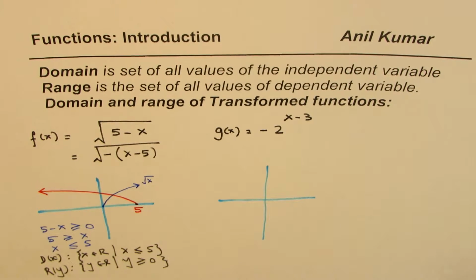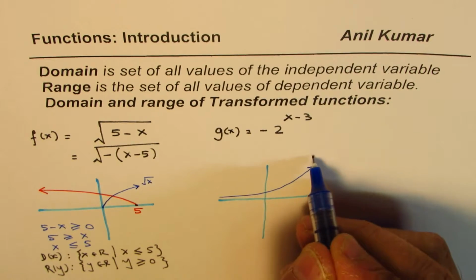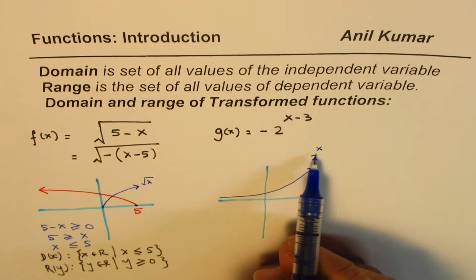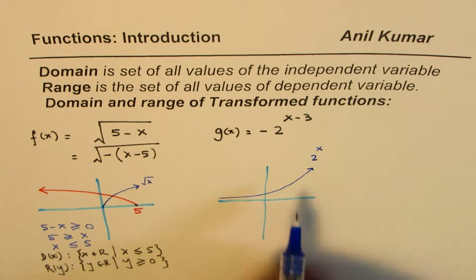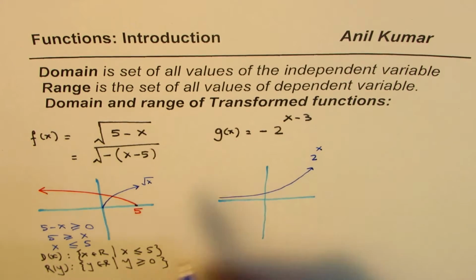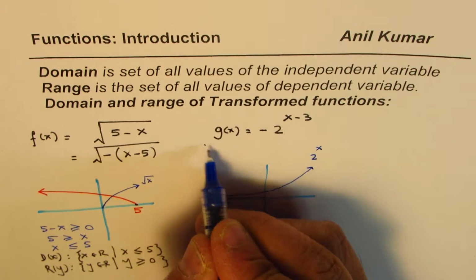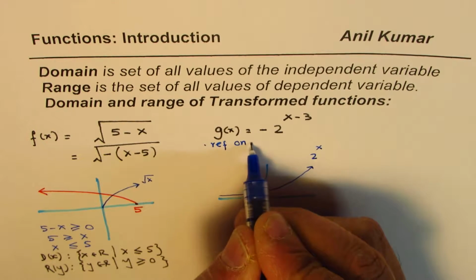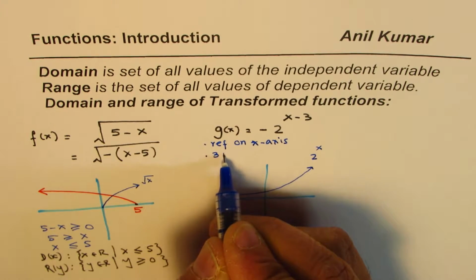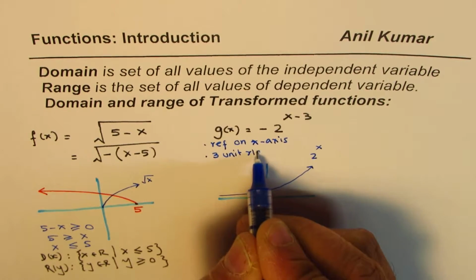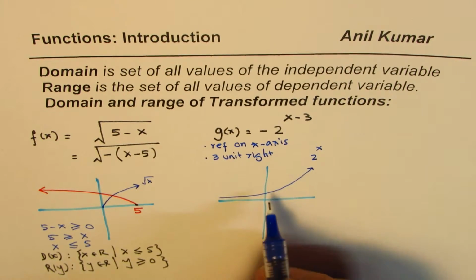Let's look into this. Now the exponential function we're talking about, 2 to the power of x, is your parent function, which is kind of like this. This is 2 to the power of x. Now we'll consider the transformations. Reflection, that means on the x-axis, it goes down, and that is a translation 3 units right. At times you can also write your transformation in short: reflection on the x-axis, and 3 units right. So basically this function has been reflected and moved 3 units right.